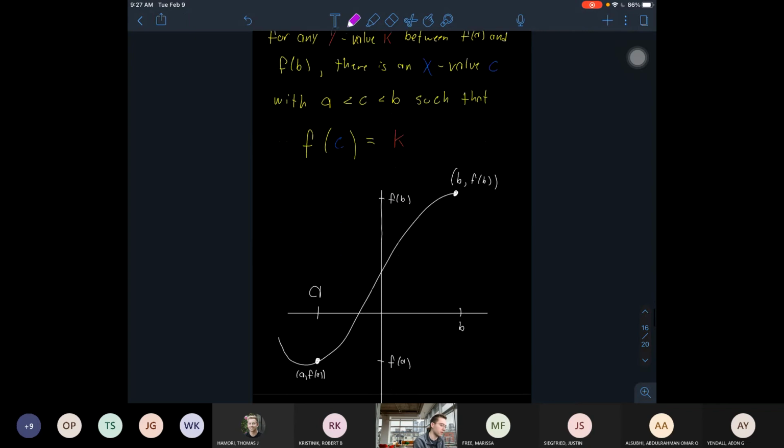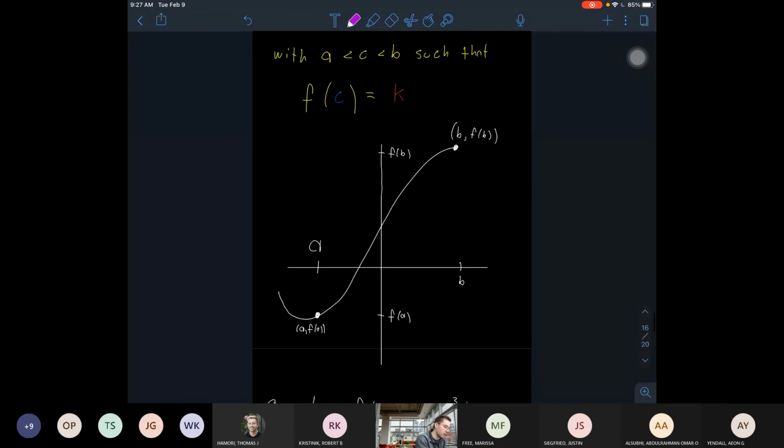If I were to graph this, it might look something like this. I have my x values a and b here. I have a nice, smooth, continuous function that I can draw without picking up my pencil. And the height of these 2 points on the function is different.